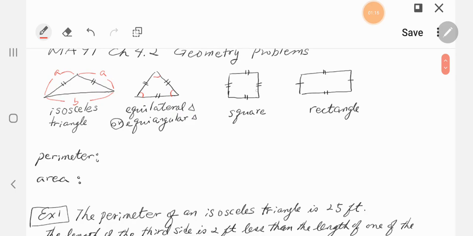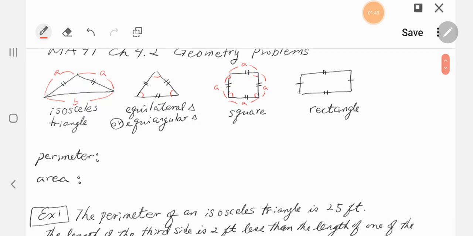Okay, and how about square? Square and rectangle have four sides, and in a square each angle is 90 degrees and all four side lengths are equal. That is called a square. So let's say this is A. Then this side is also A. Everything is A, right?